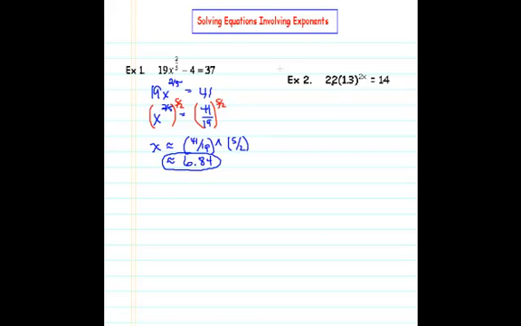When you look at this first initial problem, the 2x exponent does not apply to the 22, so I'm going to want to get rid of the 22 first by division, much the same way in this example I got rid of the 19 by division. So 1.3 to the 2x power is the same as 14 divided by 22, which reduces to 7/11.